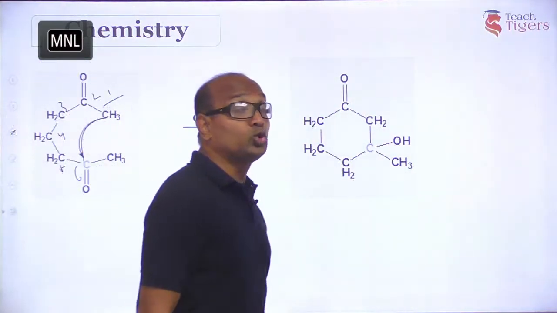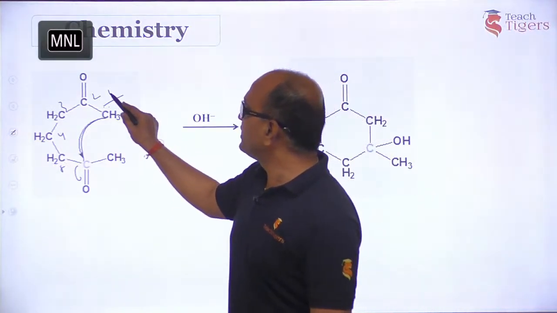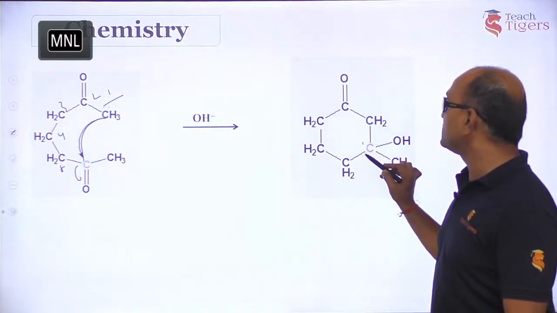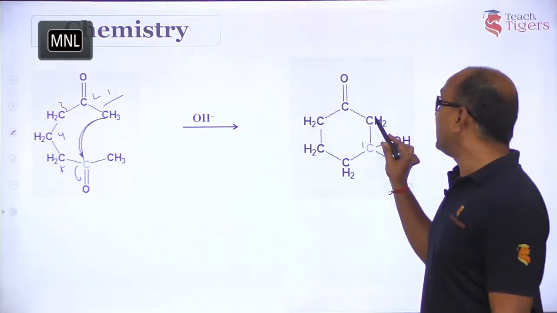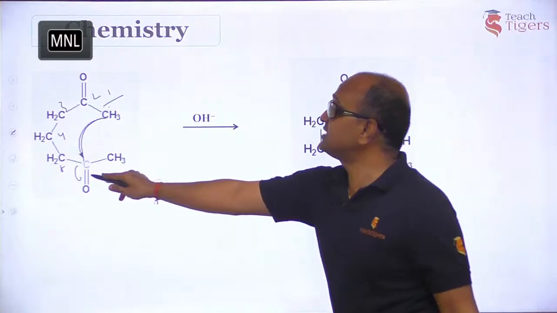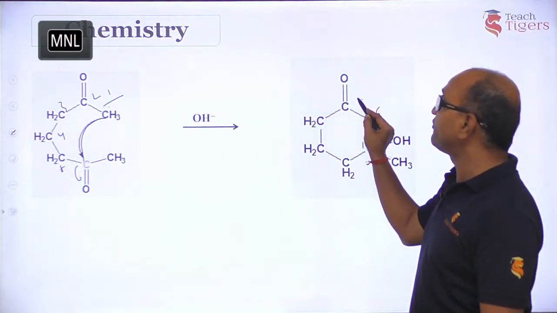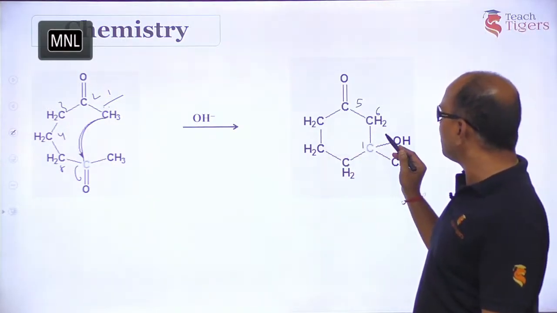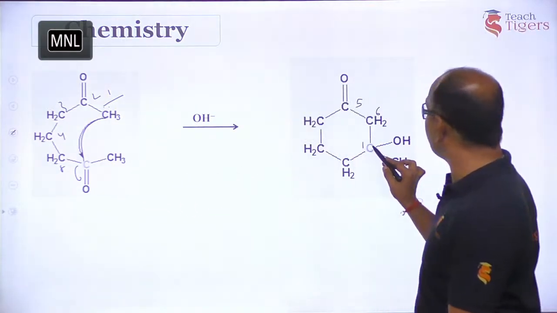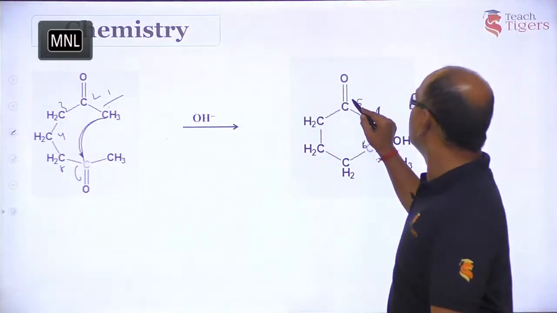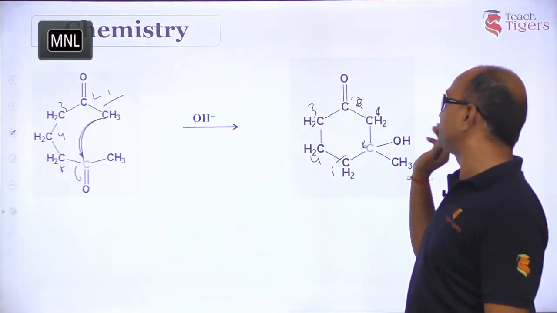Now sir, how to number this? The choice is here. There will be a bond between 1 and 6. So this is 1 because it is going to form this, and OH is formed by this 6th carbon. This is 6, this is 5. In fact, this is the first, and there is a bond between the first and 6th. This is the second, third, fourth, fifth.